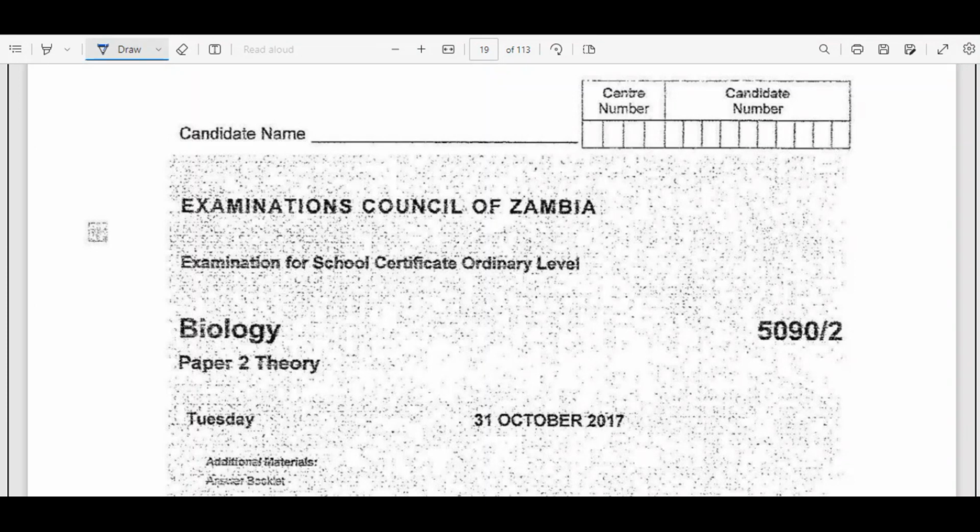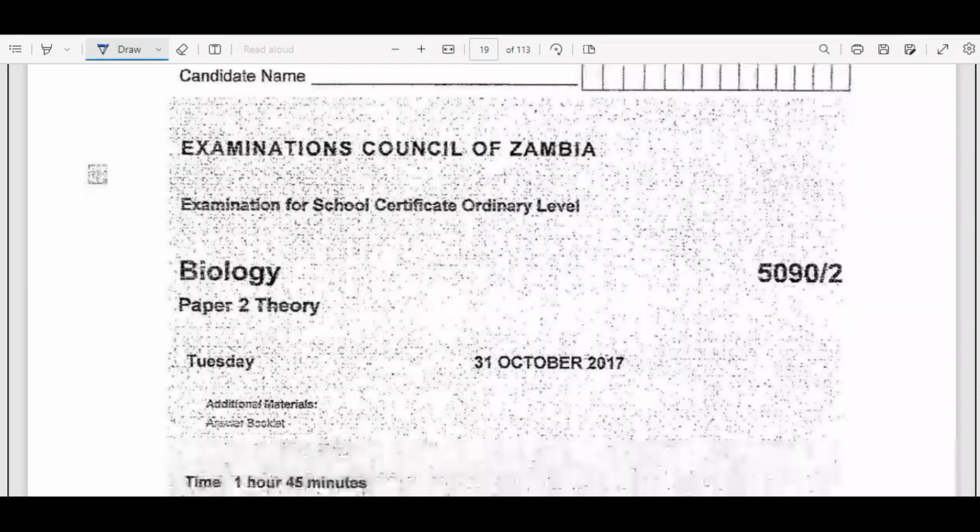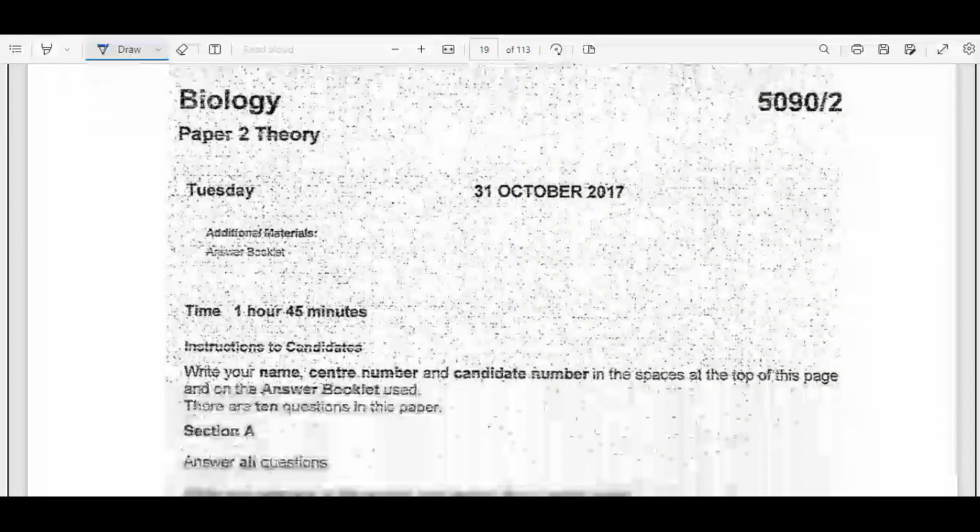We're going to revise Biology Paper 2, which was written in 2017. This was the examination for School Certificate Ordinary Level, for internal candidates. So you can go with me through this paper.